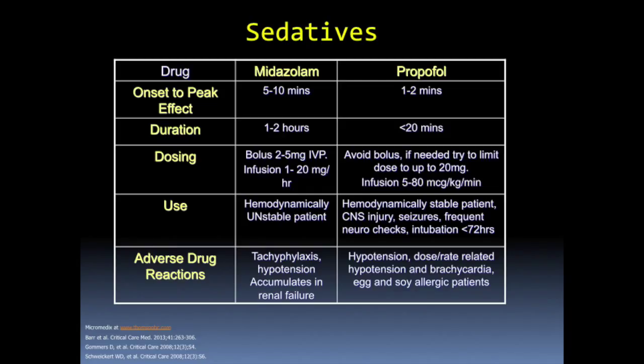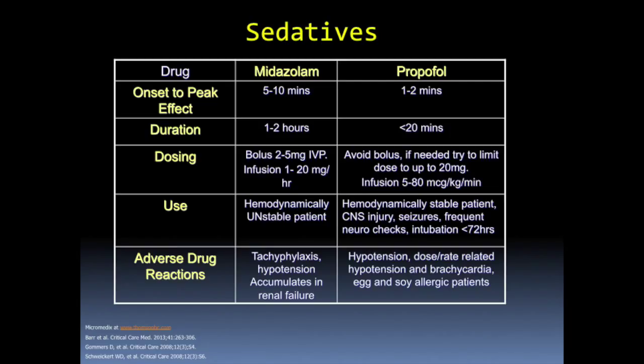Onset to peak effect for midazolam, which is quite nice, is 5 to 10 minutes, whereas propofol of course is better, within 2 minutes. Duration of action with midazolam is 1 to 2 hours, with propofol less than 20 minutes. With midazolam, you can bolus 2 to 5 milligrams IV push and start an infusion if need be, if deeper sedation is required or the patient remains agitated.